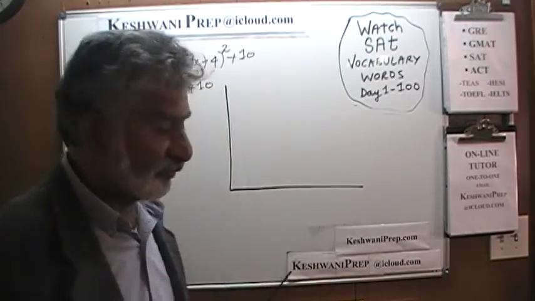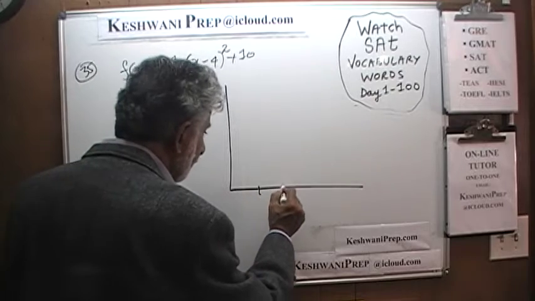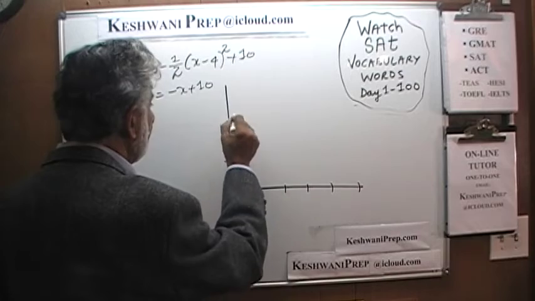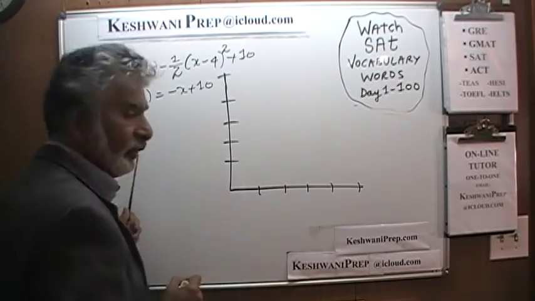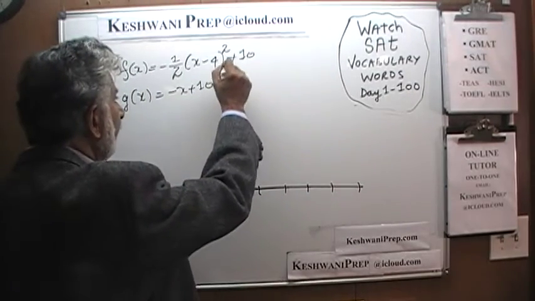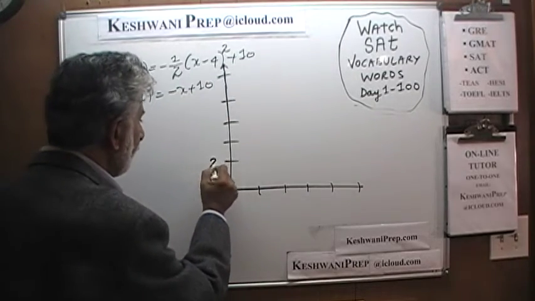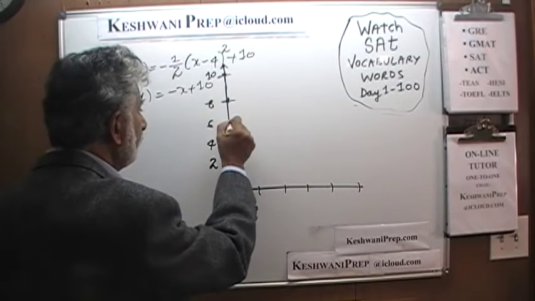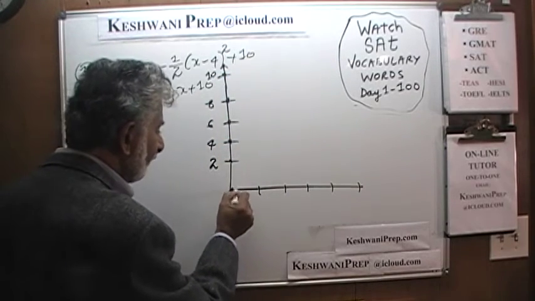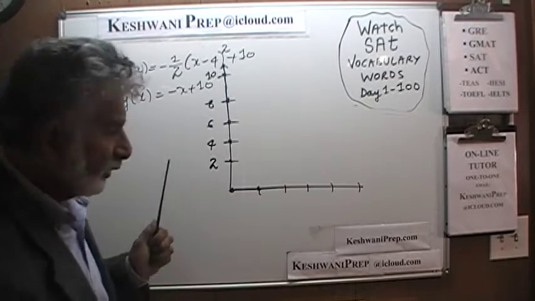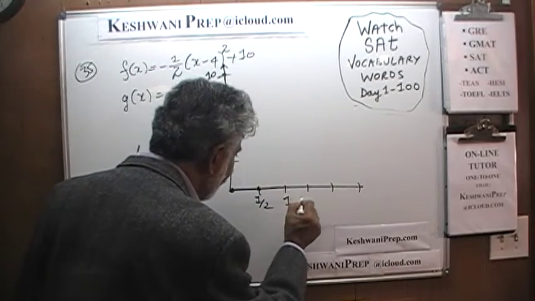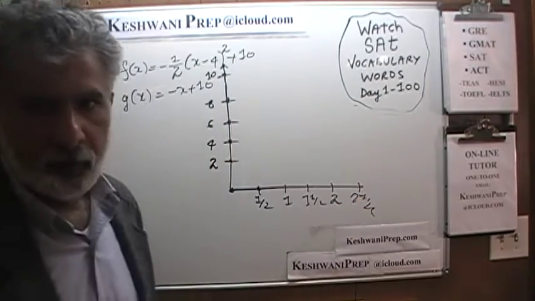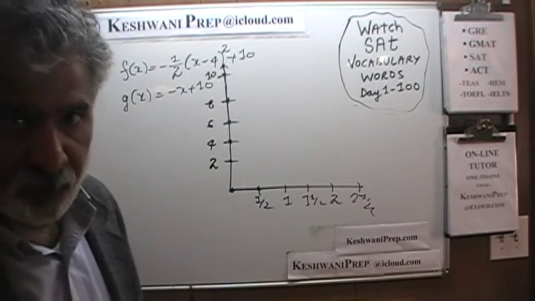And the scales here are not the same. On the y-axis, if you look carefully, it goes 2, 4, 6, 8, and 10. It goes by 2. But the same distance on the x-axis does not go by 2. It goes by halves: half, 1, 1 and a half, 2, 2 and a half, and so forth. And if that's going to throw you off, slow down, take your time.